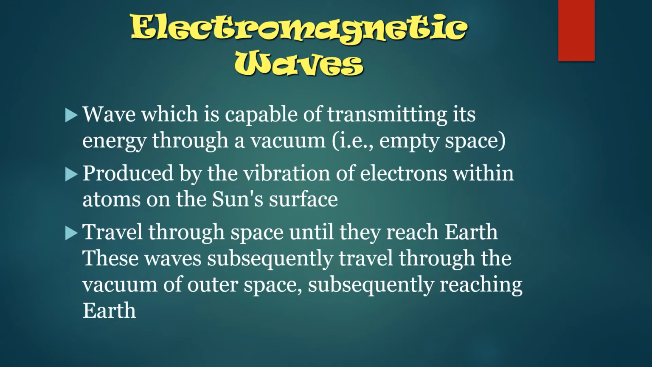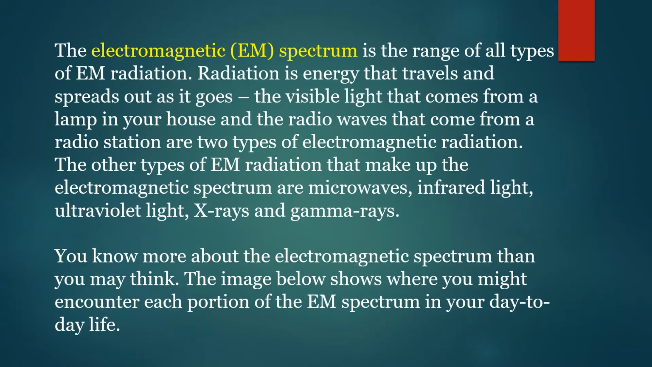Now, what are electromagnetic waves? It is a wave which is capable of transmitting its energy through a vacuum, for example, empty space, produced by the vibration of electrons within atoms on the sun's surface, traveling through space until they reach Earth. These waves subsequently travel through the vacuum of outer space, subsequently reaching Earth. In electromagnetic waves, there is the electromagnetic spectrum.